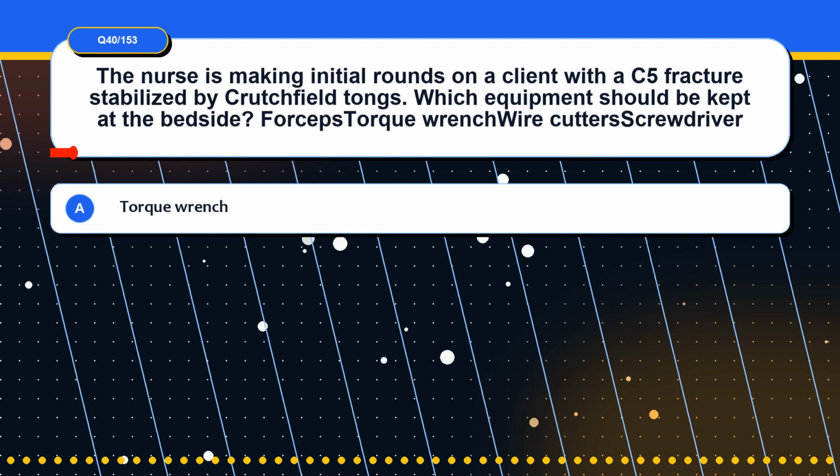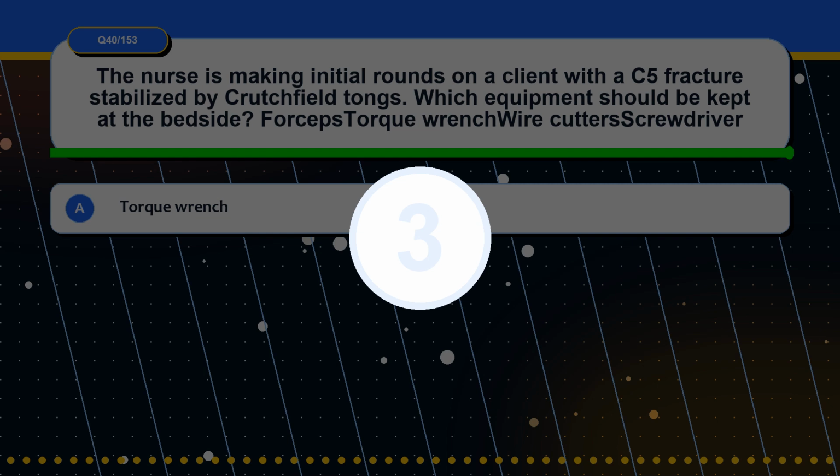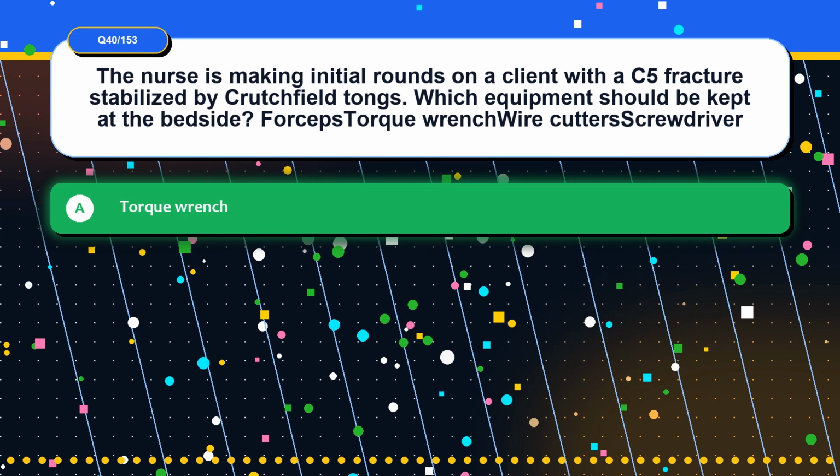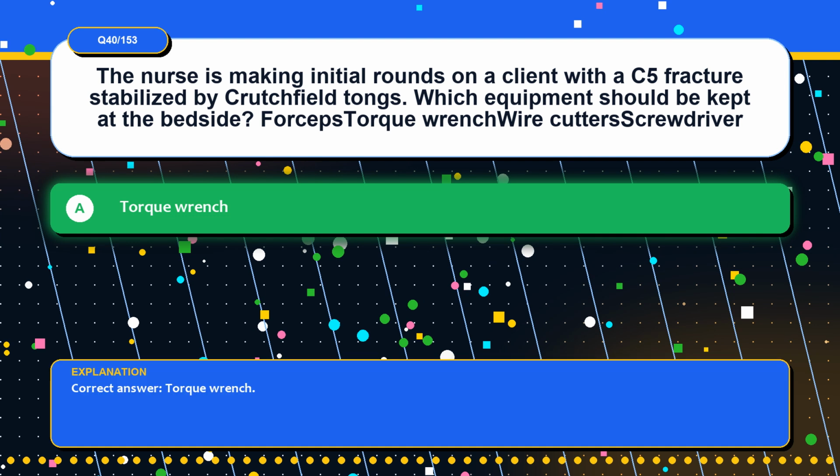Question 40. The nurse is making initial rounds on a client with a C5 fracture stabilized by Crutchfield tongs. Which equipment should be kept at the bedside? Forceps, torque wrench, wire cutters, or screwdriver. Here are the options. Option A. Torque wrench. The correct answer is option A. Torque wrench.